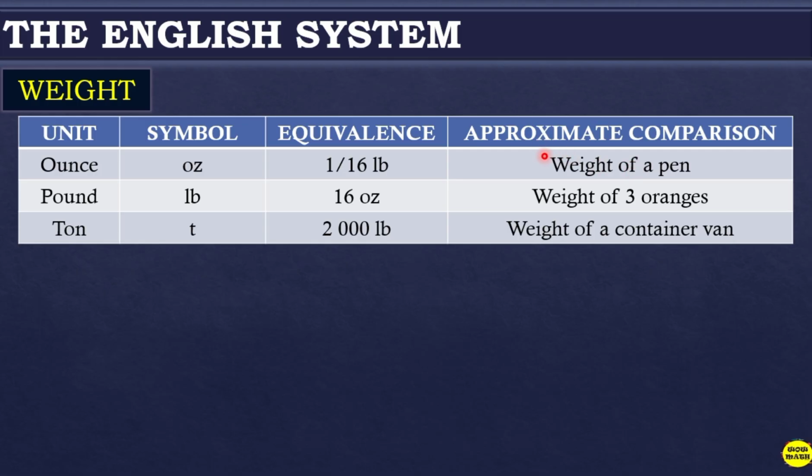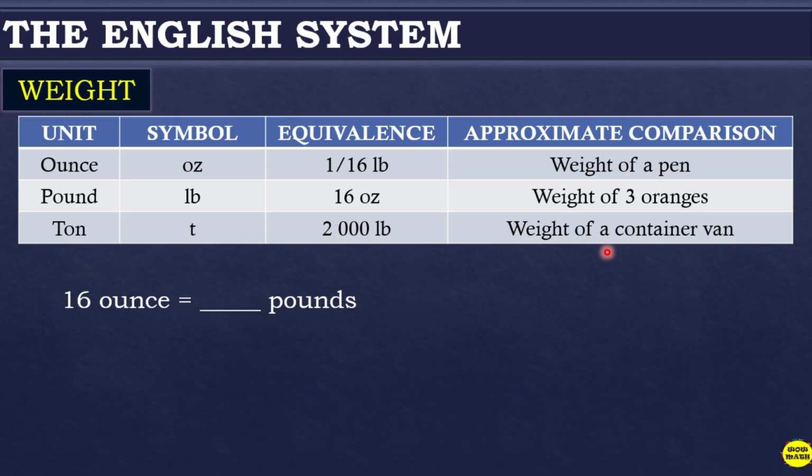Okay? So, this is just approximation na para lang ma-visualize natin gaano kabigat itong mga to. And then for 1 pound, that is actually approximate of 3 oranges. So, pag may hawak kang 3 orange, yun po ang 1 pound approximation. And then for 1 ton, that is the weight of a container van. Ayan. Pag may mga nakikita tayo ng container van, that is 1 ton. Ganun siya kabigat. Okay? So, let's try to convert the measures of weight in the English system.